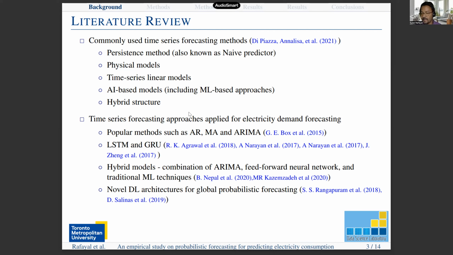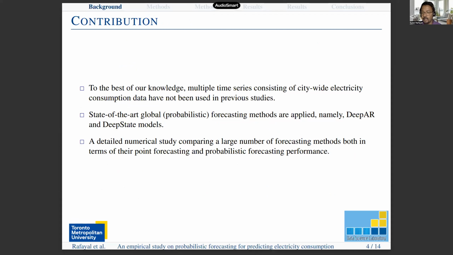Several studies proposed a variety of methods for electricity demand forecasting using time series data and statistical models like AR, MA, ARIMA, and also machine learning and deep learning approaches. To the best of our knowledge, multiple time series of city-wise electricity consumption were not used in previous studies. We applied state-of-the-art global forecasting methods named DeepAR and DeepState on multiple time series. And a detailed numerical study has been done, comparing a large number of forecasting methods, considering both point forecasting and probabilistic forecasting performance.